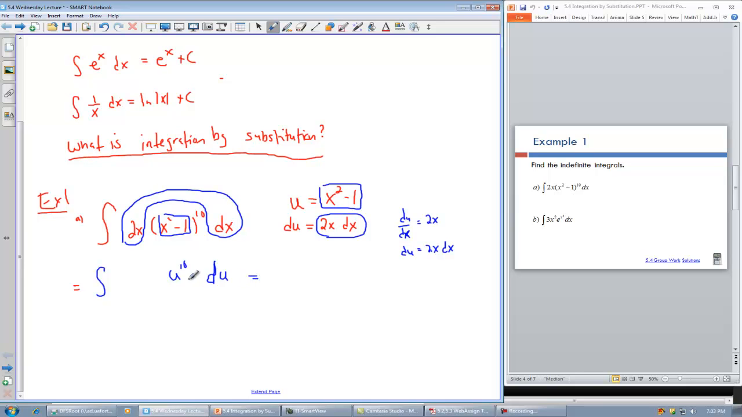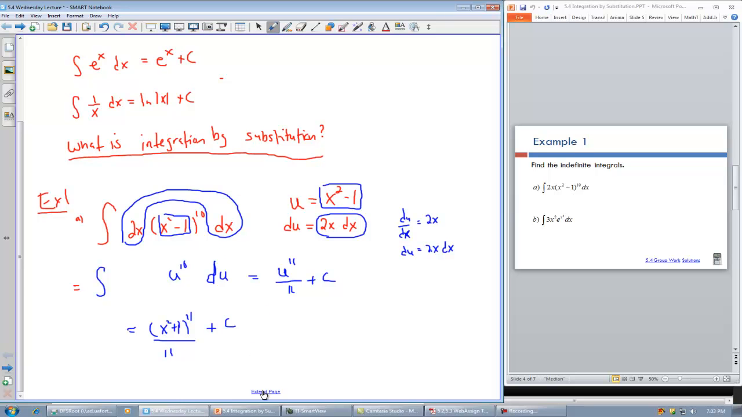And then I can integrate u to the 10th. It's just a power rule, right? You add 1. So that's u to the 11th divided by 11 plus c. And then I resubstitute back in, so I plug back in for u. And so I get my final answer of x squared minus 1 to the 10th, all plus c. Oops, not to the 10th, to the 11th, divided by 11 plus c.